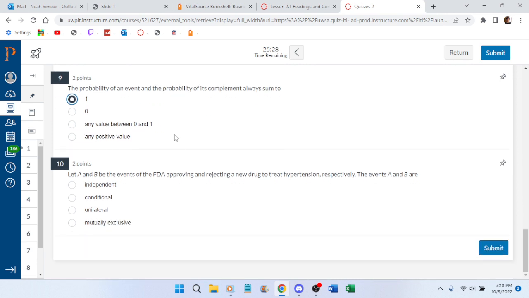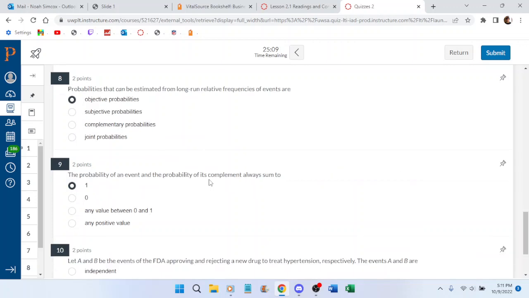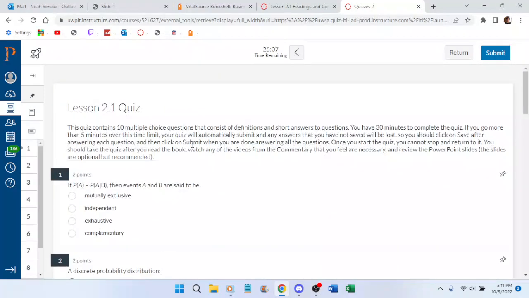A and B be the events of approving or rejecting a new drug. They either approve it or they reject it. They are mutually exclusive because you cannot both approve and reject it. It's mutually exclusive. And I think there's only one I didn't answer.